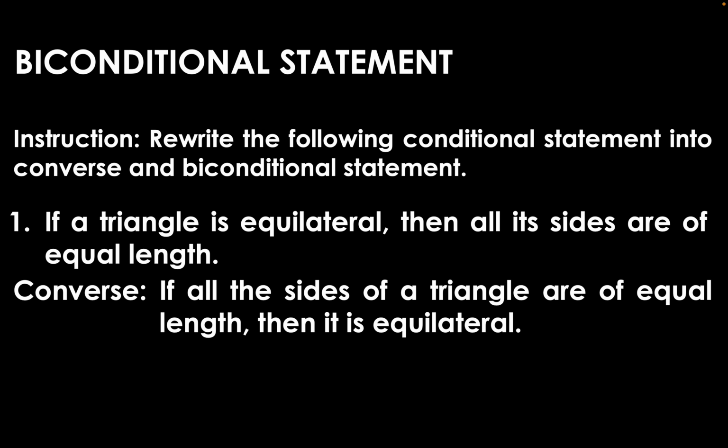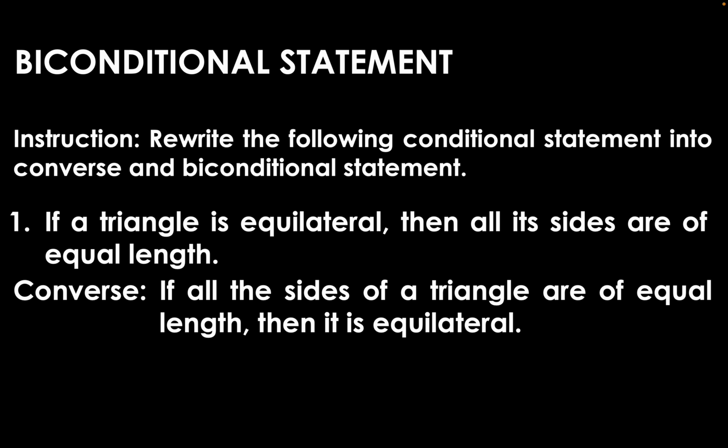So we have here our converse statement. When you say converse, you just need to interchange the hypothesis and conclusion. So in a conditional statement, we have P implies Q. The converse statement is Q implies P. So if all the sides of the triangle are of equal length, then it is equilateral.